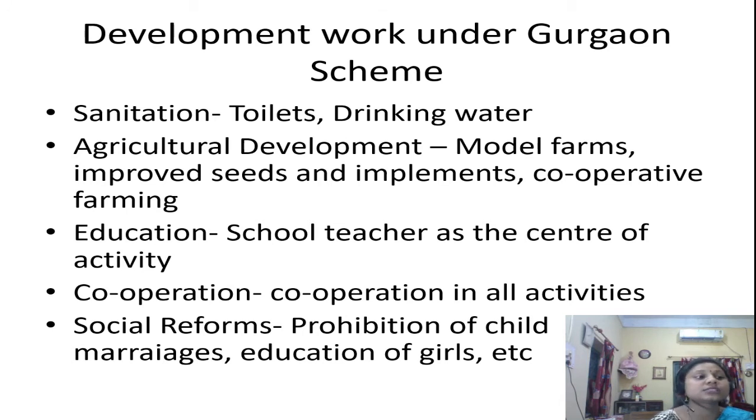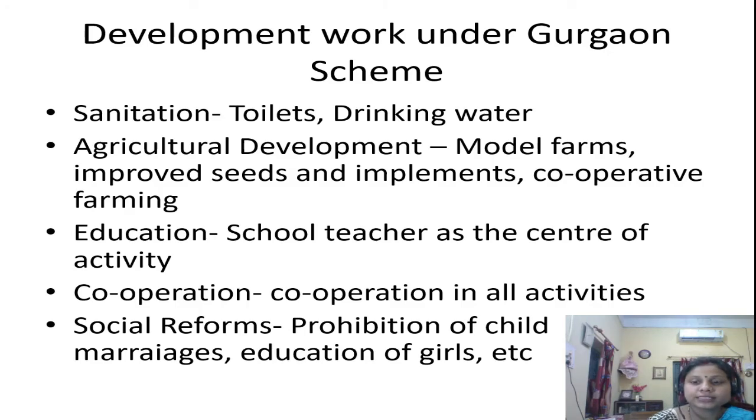And in the case of social reforms, which was also an objective, there was prohibition of child marriages, and the education of girls was taken up on a war footing. These are some of the changes that we can see out of the experiments under the Gurgaon scheme.